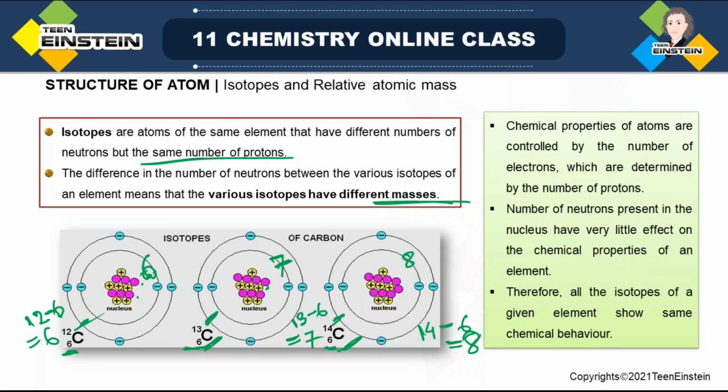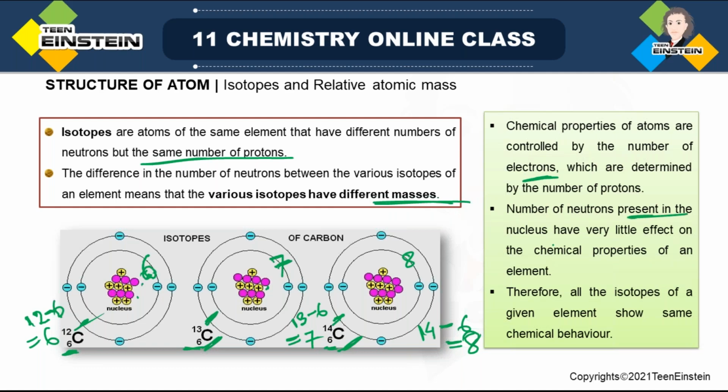Now if we talk about the chemical properties of atoms, they are controlled by the number of electrons, and you know the number of electrons is determined by the number of protons. So you can also say in another way, chemical properties are controlled by the number of protons. But directly, if you consider a chemical reaction, these electrons are basically taking part. So that is why it is better to say that chemical properties are controlled by the number of electrons, and that is controlled by the number of protons, because these two are always the same.